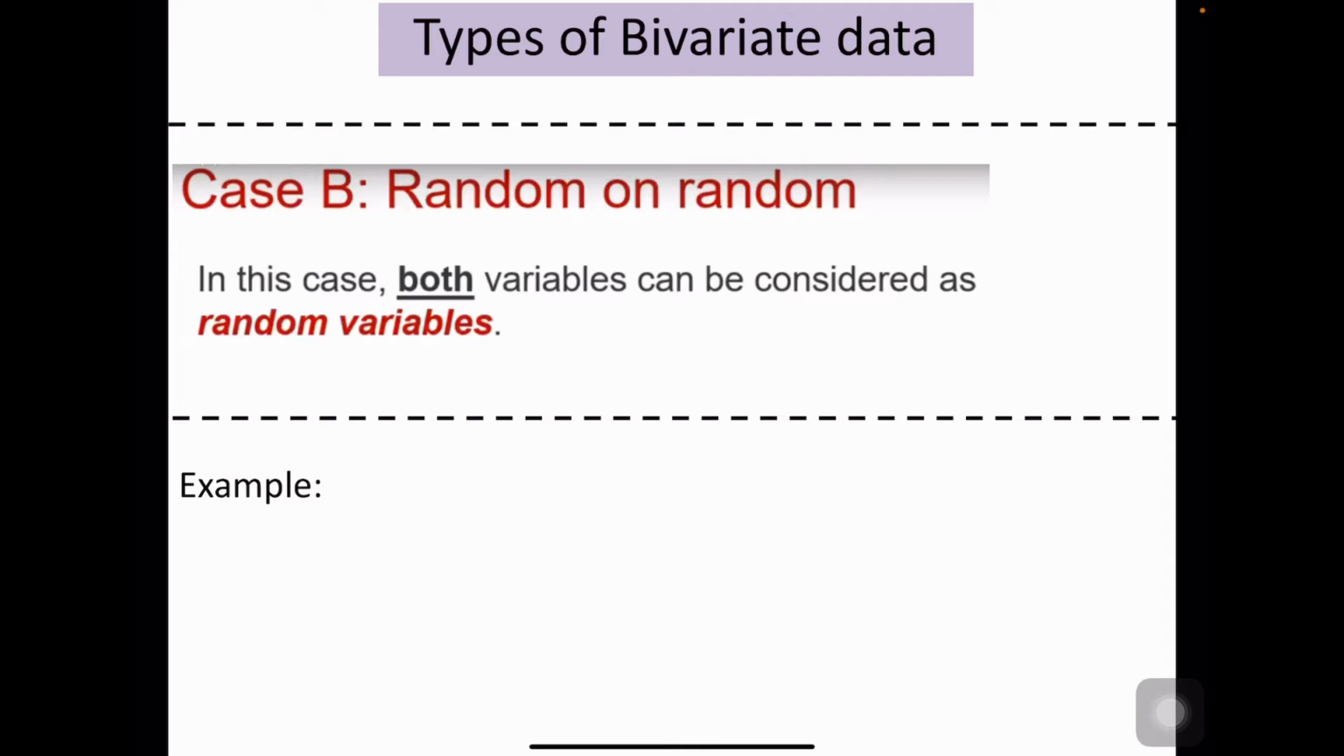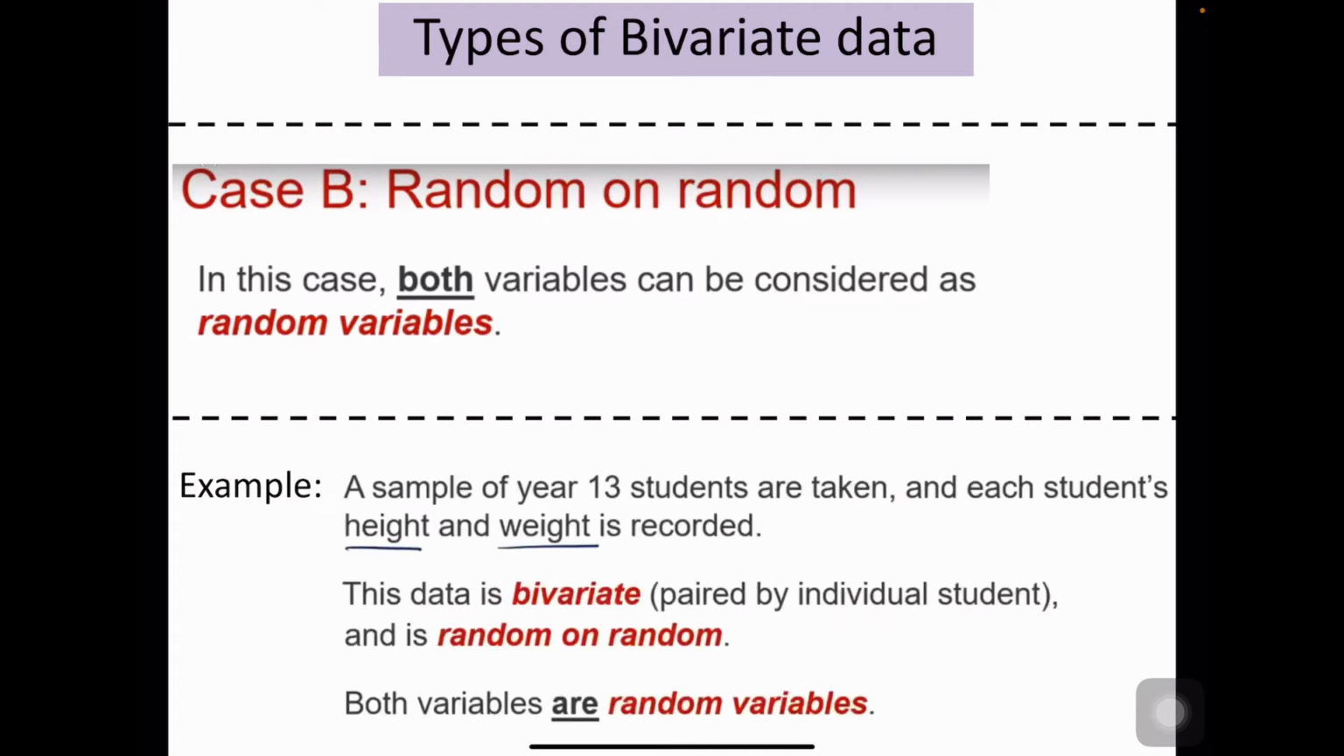So in this case, both variables can be considered as random variables. Let's look at an example. A sample of Year 13 students are taken and each student's height and weight is recorded. So height and weight are obviously the two variables. And unlike the previous example, we don't have a person controlling the amount of, for example, fertilizer being used. There's no one who's controlling the particular heights of individuals, the particular weights of individuals.